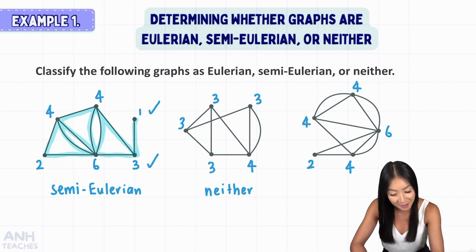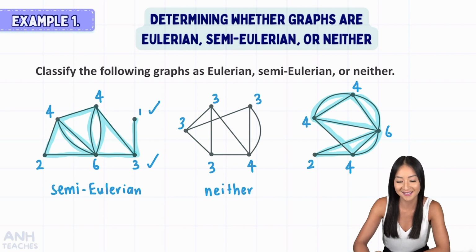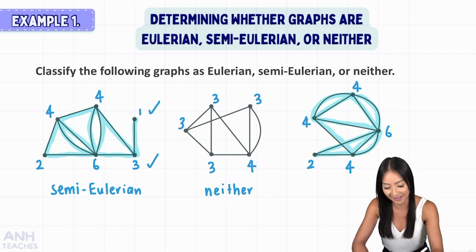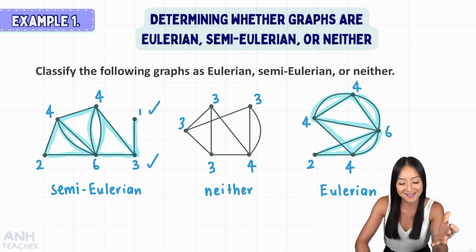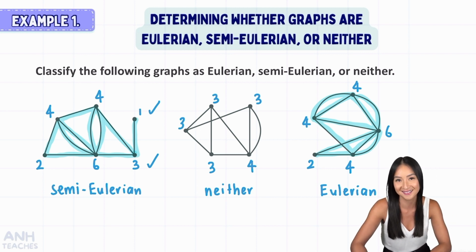So starting anywhere and tracing along until I end where I started. So that contains an Eulerian circuit, has all even vertices, and is traversable, and is therefore Eulerian.